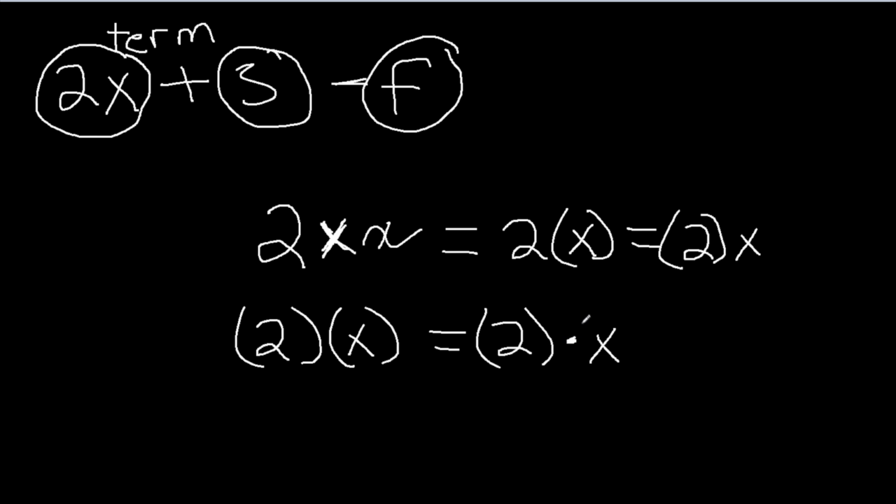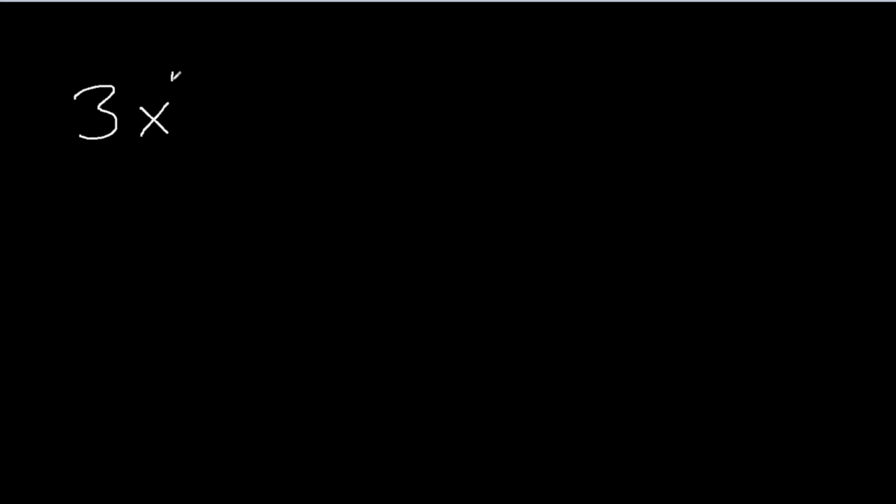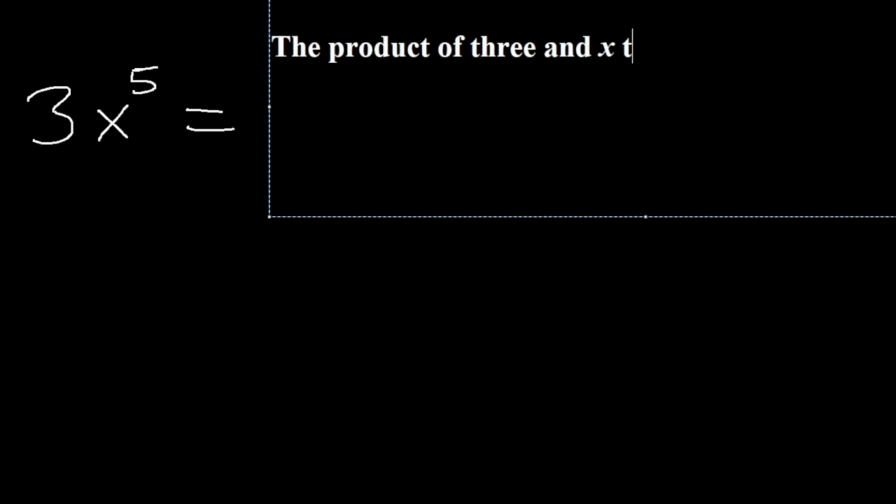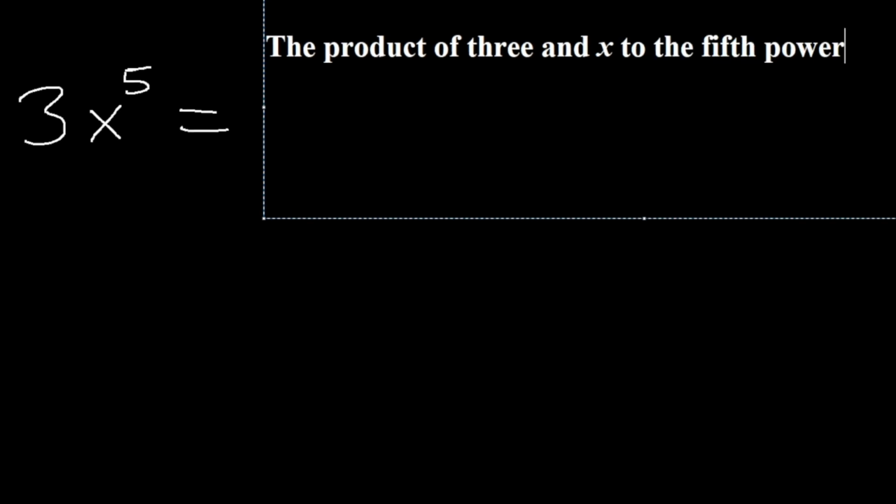All right, so a couple more things. Let's just delete this and start from scratch once again. Let's do a verbal expression for some of these things here. We have something like 3x to the 5th power. So how do we say that out in English? In English, this would be the product of 3 and x to the 5th power. So that's how you would say that one. Simple enough.